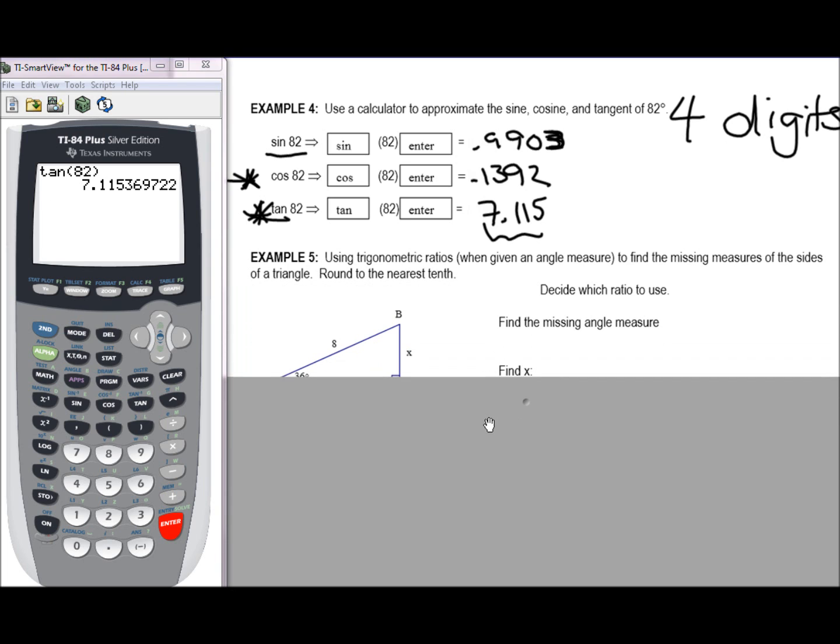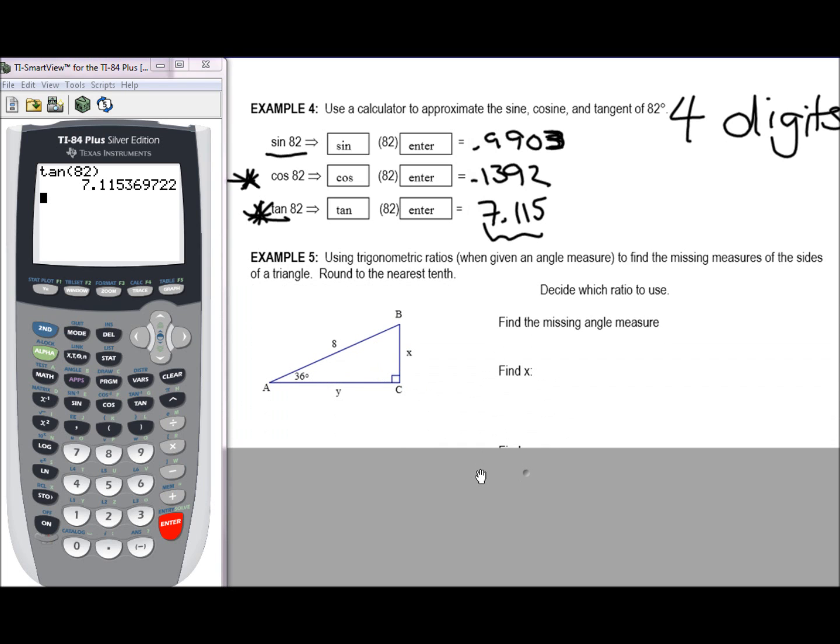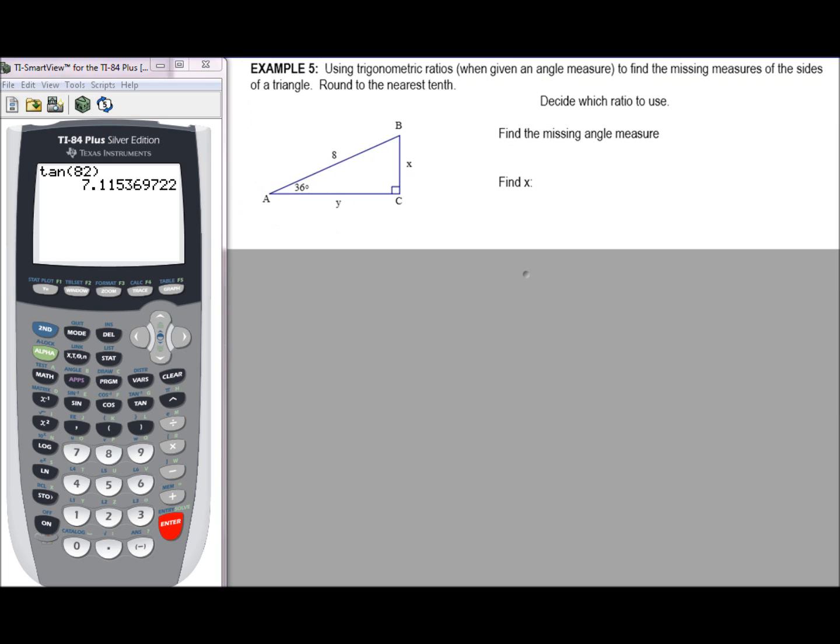All right, now to solve a triangle using the trig ratios. First thing we have to do is find the missing angle measure if we can. So we have 90, 36, we want to find the missing angle measure B. And we can because we have 2 out of the 3 angles. So we subtract 90 from 180, and we subtract 36 from 180, and that means this missing angle is 54 degrees.